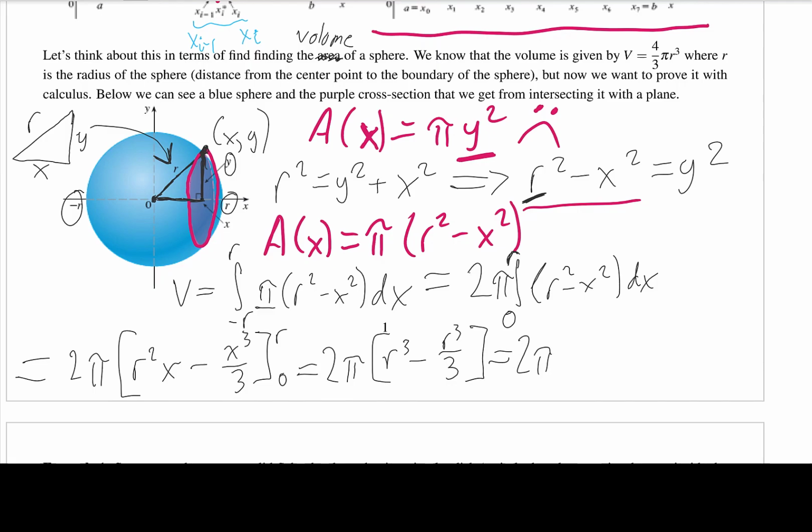So this is 2 pi times, let's see, this would be r cubed minus r cubed over 3. Well, r cubed is the same thing as 3r cubed over 3. So we can do 3r cubed minus r cubed, which gives us 2r cubed over 3. And so then our answer is 4 pi r cubed over 3, just as we expected to get from up here. Okay, so that is an example of us using integrals and cross-sections to evaluate the volume of some three-dimensional object.